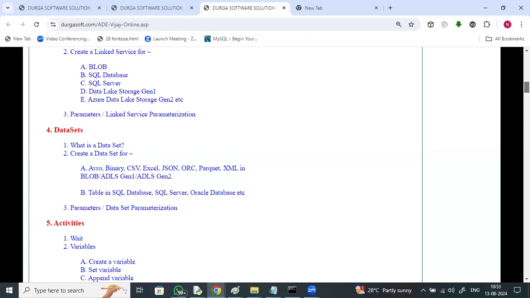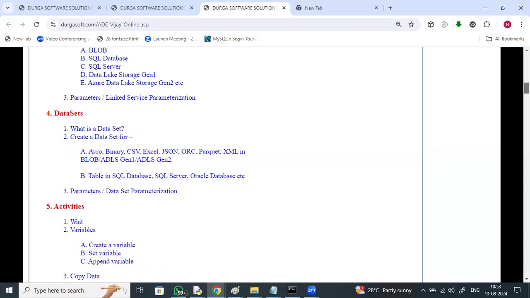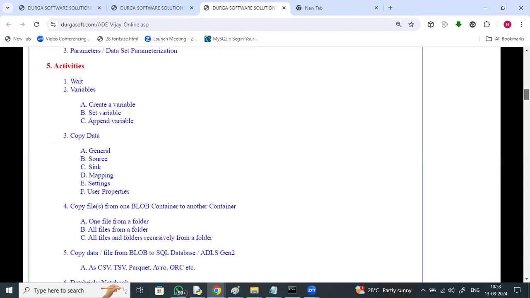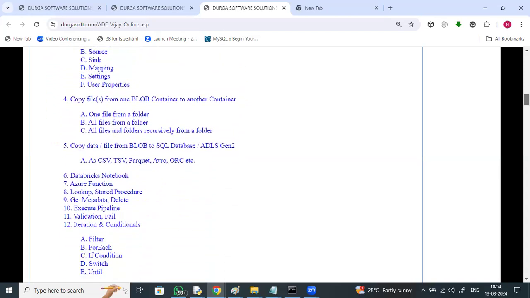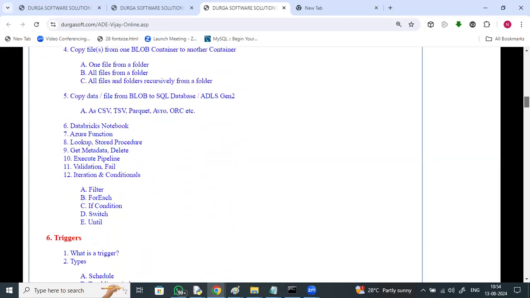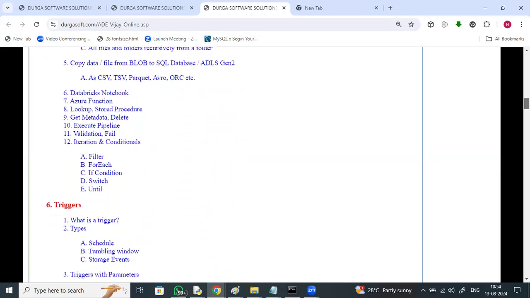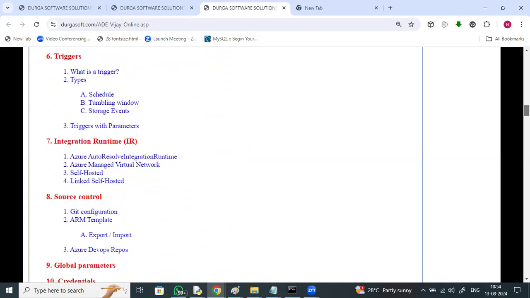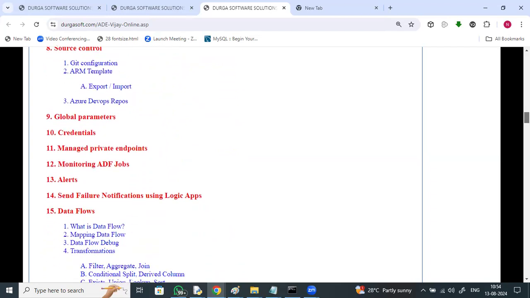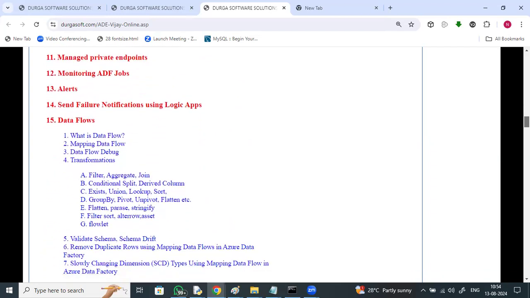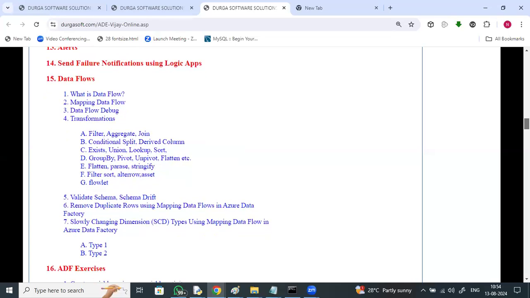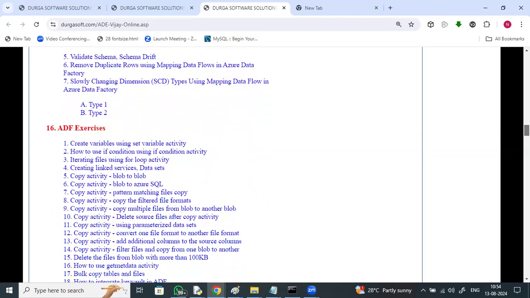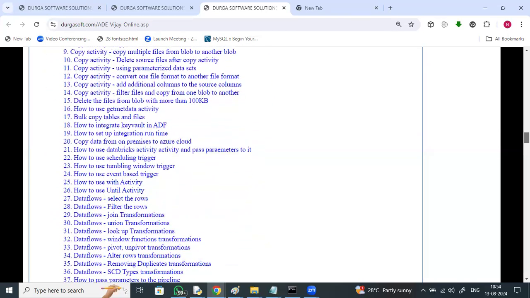Datasets. What is a dataset? Creating a dataset: Avro, binary, CSV, Excel, JSON, right? Activities, variables, copy data, copy files, Databricks notebook, get metadata, delete, execute pipeline, validations, filter, for each, triggers, integration runtime, source control, global parameters, credentials, monitoring, error jobs, and data flow debugging, transformations, flattening. Nearly 50 working examples I'll be discussing here, right?